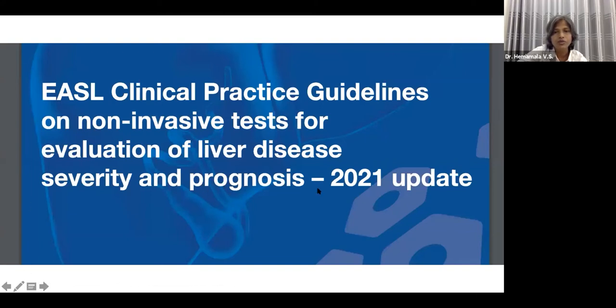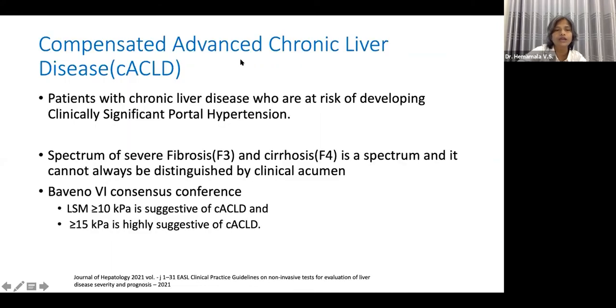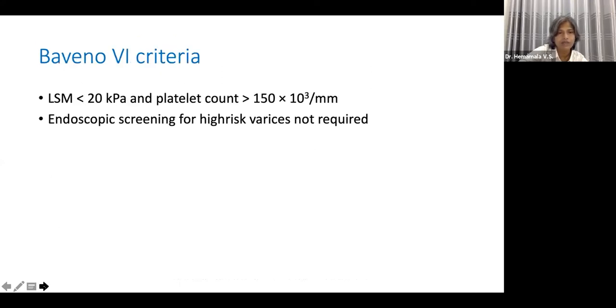We have this June 2021 EASL guidelines on the non-invasive tests for evaluation of liver disease severity and prognosis. The definition as per these guidelines for compensated advanced chronic liver disease is patients with chronic liver disease who are at risk of clinically significant portal hypertension. So it involves a spectrum of both F3 and F4. Clinically, we cannot differentiate. And as of now, the cutoff is less than 10 rules out and more than 15 rules in compensated advanced chronic liver disease.